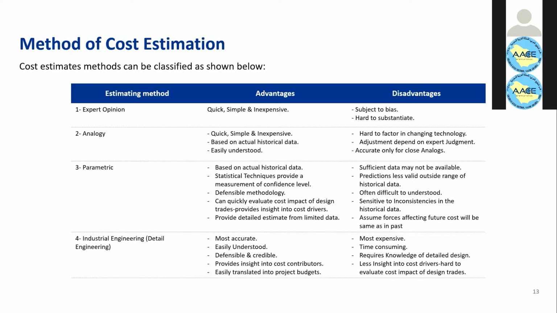The fourth one is the detailed engineering, industrial engineering method. In this one, you rely on all project deliverables, such as scope documents, engineering drawings, engineering MTOs, construction schedule, construction contract, and so on. And you can derive your cost bases, rates, etc. from those deliverables. This is more detailed, more accurate, but it's the most expensive.